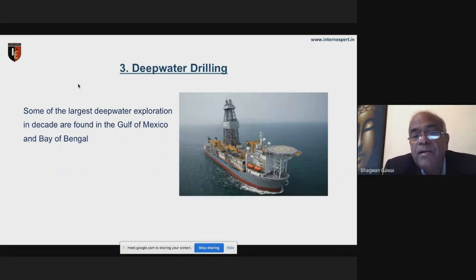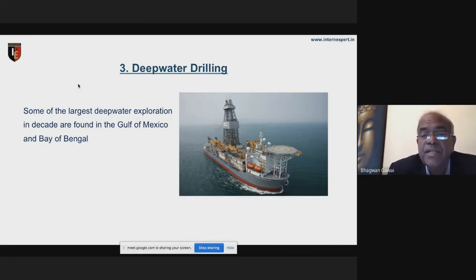If you see here, this is called offshore drilling. There are deep water drilling operations that take place, like 1,000 to 3,000 or 4,000 meters. You have to go deep to explore the oil. And how does it do that?